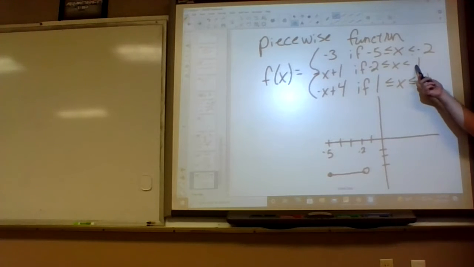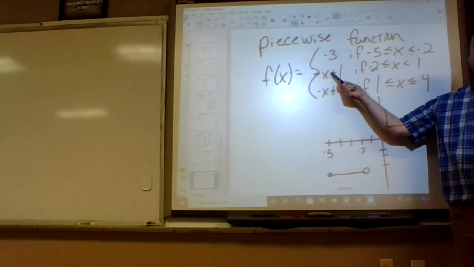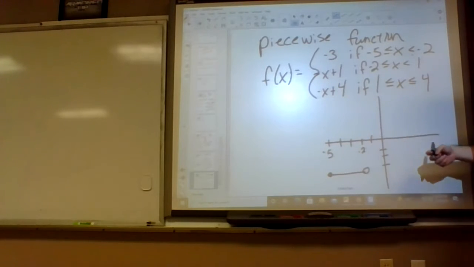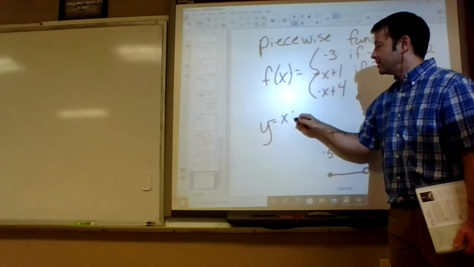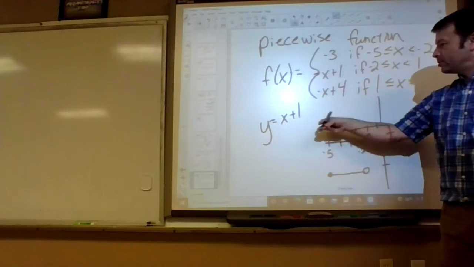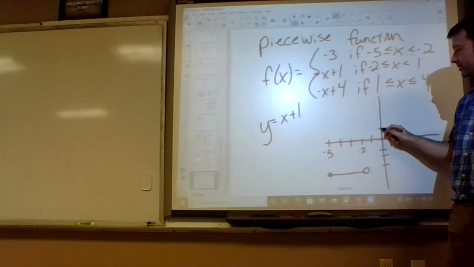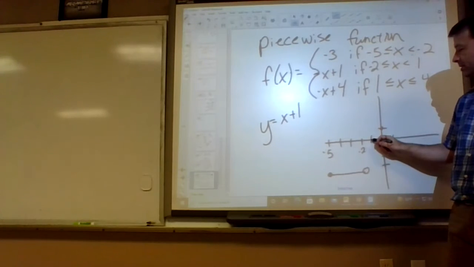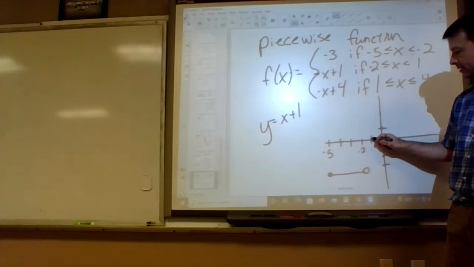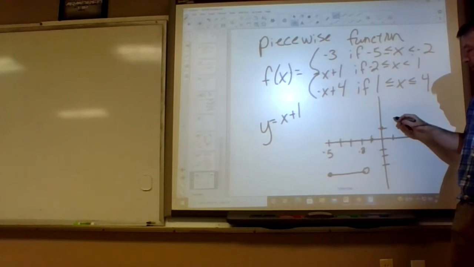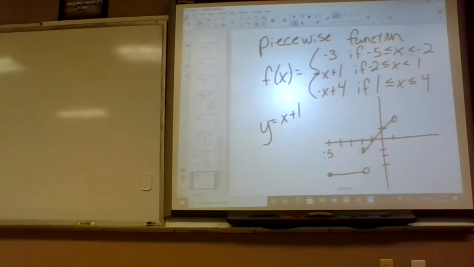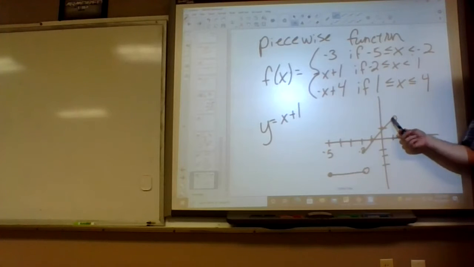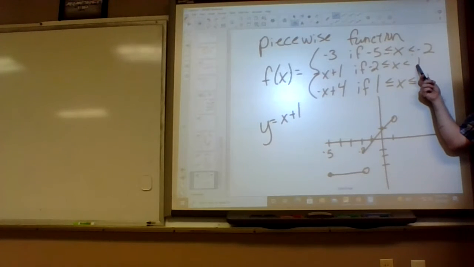From -2 to 1 is the graph y equals x plus 1. So that's from here to here. So y equals x plus 1 has a slope of 1, right? And a y-intercept of 1. So it's right there. The slope is 1, so it would be right there. And then it stops at 1, so it would be like that. That's y equals x plus 1, but I just drew from -2 to 1 on the x-axis.